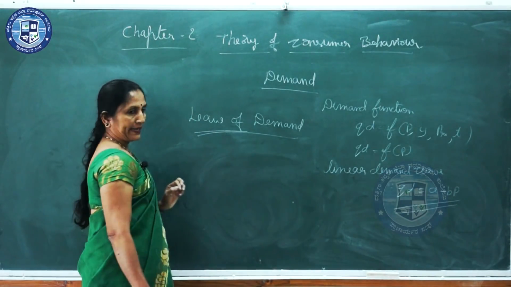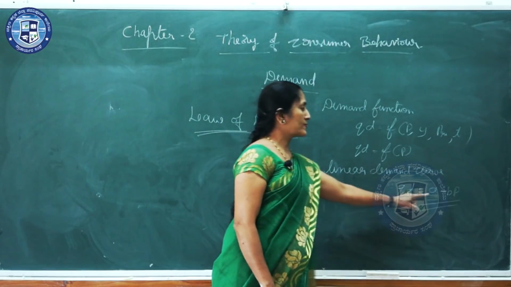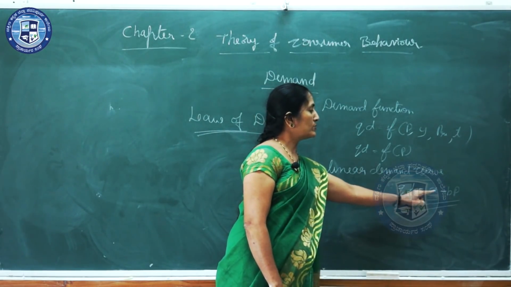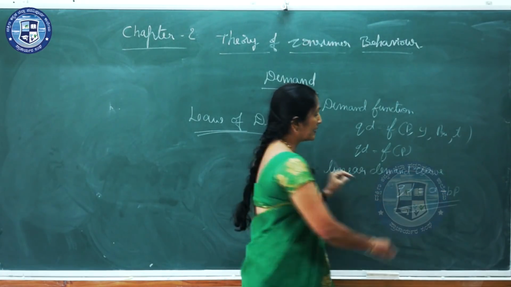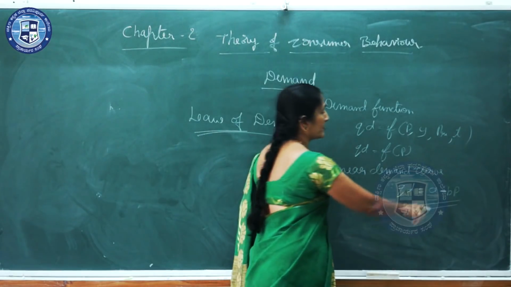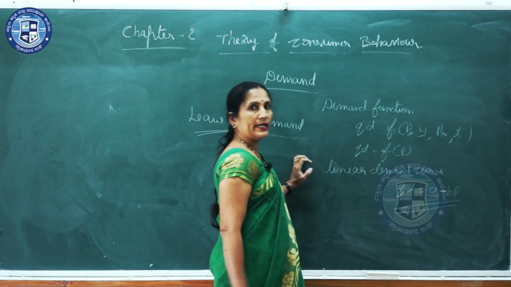So I said there is a negative sign. We are writing the linear demand curve QD is equal to A minus BP. Here I use the minus, which shows a negative relationship between the price and the quantity demanded.